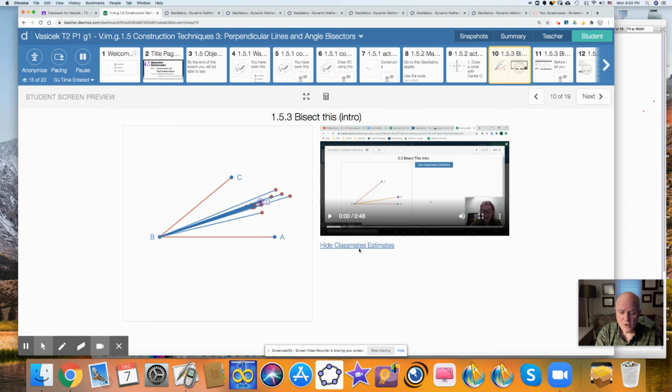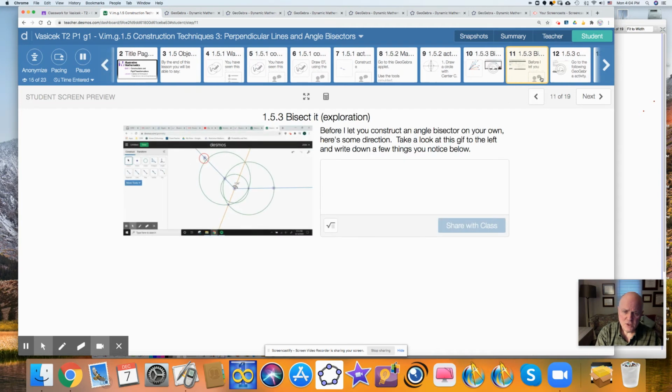And when we look at where other people have put their points, you see they put them kind of in the same area generally. How can we be more precise? How can we actually construct this? So on page 11 is this GIF where you can see and notice different things. And there's some things that you should observe about this. What I'm looking for you to ask yourself is, what do I need to know about this that will help me make the construction myself?